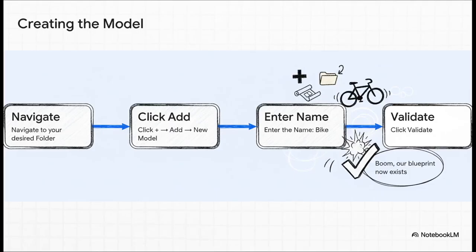Creating the model itself is really straightforward. You just go to whatever folder you want, click to add a new model, give it a name, we'll just call it bike, and hit validate. And that's it. You've created the empty container, our blueprint, that's now ready for us to define.